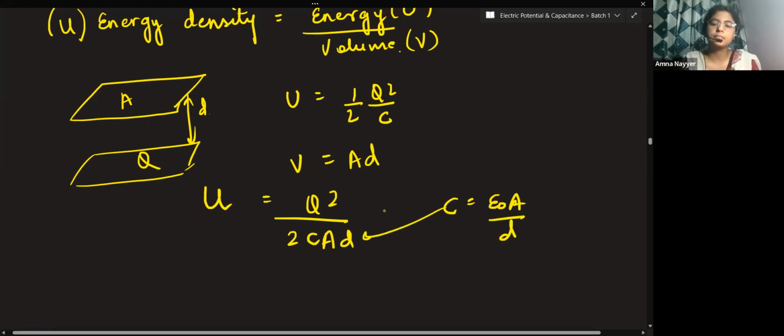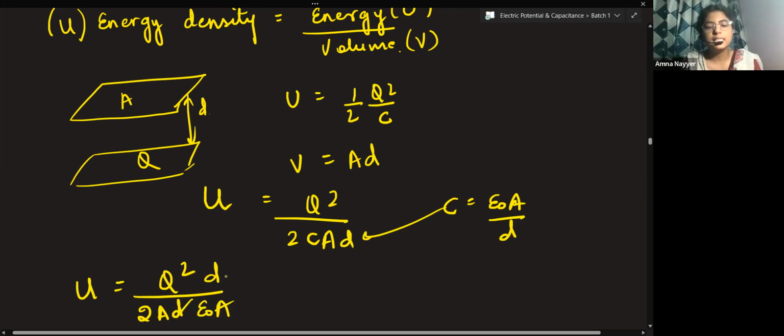Let's put it in this. So energy density will become what? Q square divided by 2 AD is there. And instead of capacitance, we are writing epsilon naught A, and this D will go in the numerator. See, D gets cancelled. What are we left with? Q square divided by 2 A square epsilon naught.